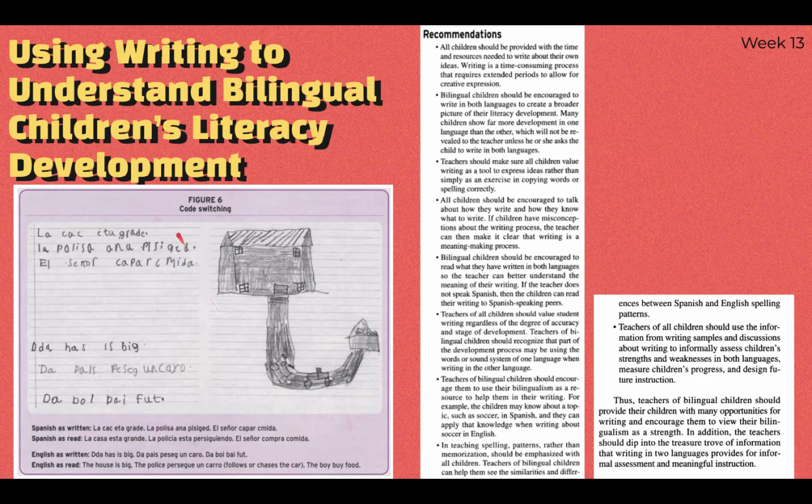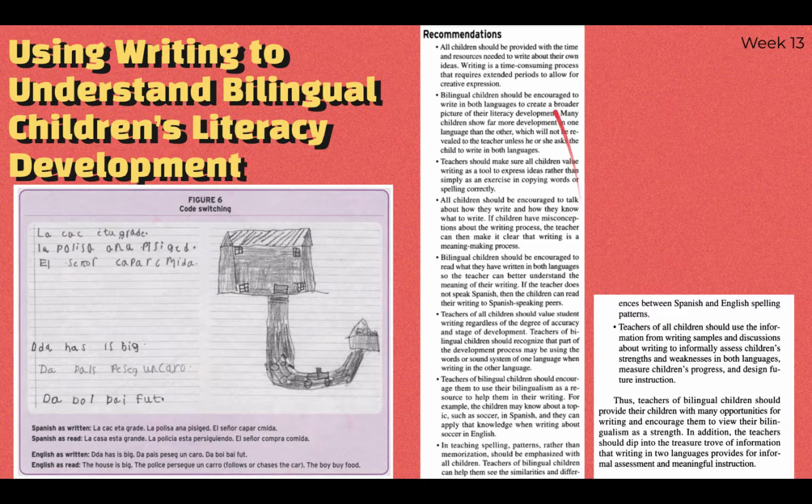And then in figure 6 here, we also have an example of code switching, which is pretty interesting. So we can see the picture here and then the writing over here. They've got Spanish at the top and then English at the bottom. And then down here, it shows you how it's read and as it's written.